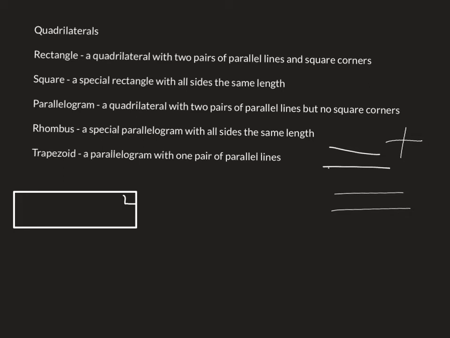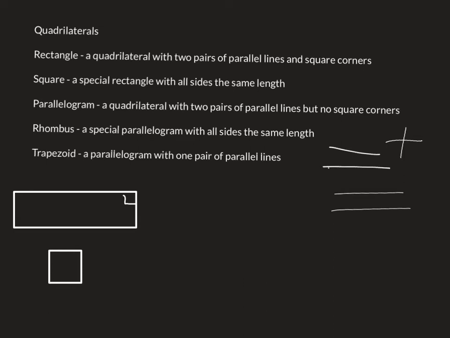Okay, so let's take a look at a special rectangle that we all know and love called a square. Now, what makes a square different from a rectangle? Well, a square, just like a rectangle, has two pairs of parallel lines, but it also has sides that are all the same length. This line going up and down is the same length as this line going left and right. And it's the same for all four lines.